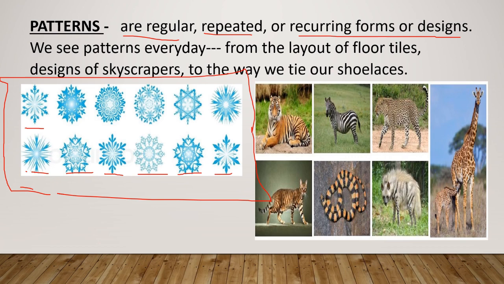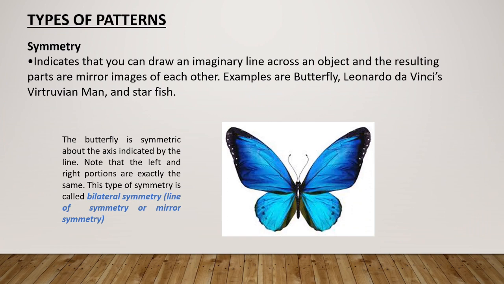In animals, we can also see some regular designs in their skin. We can see some stripes, and we can also see some dots. Here are some types of patterns.